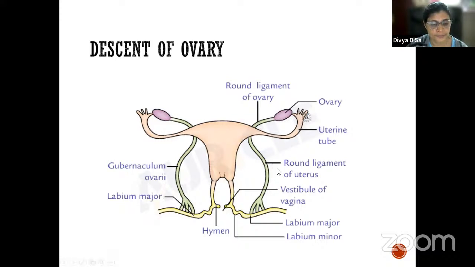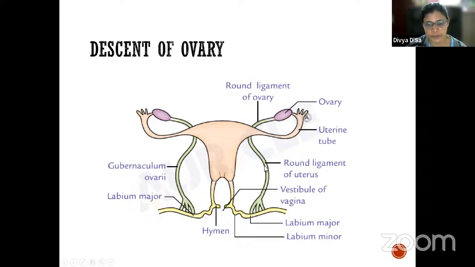Okay, and the gubernaculum gets attached to the angle of the developing uterus. Because of that, it divides into two parts, the proximal part and the distal part. The proximal part of the gubernaculum draws the ovary into the pelvic cavity, and that we call the ligament of the ovary, whereas the distal part we call the round ligament of the uterus. This portion is the round ligament of the uterus, and this portion is the ligament of the ovary.